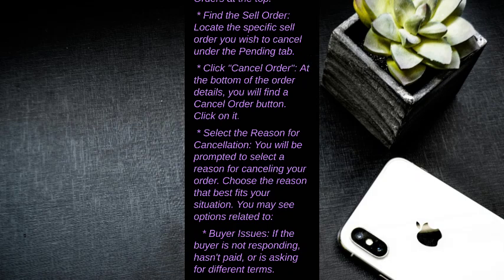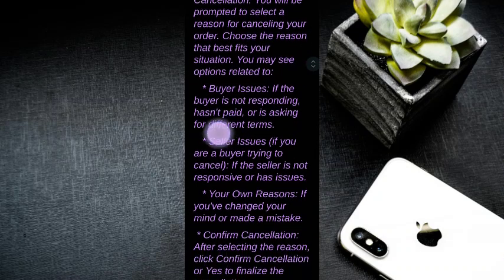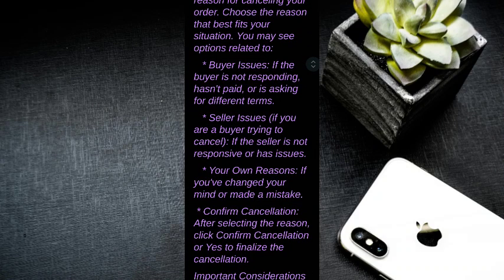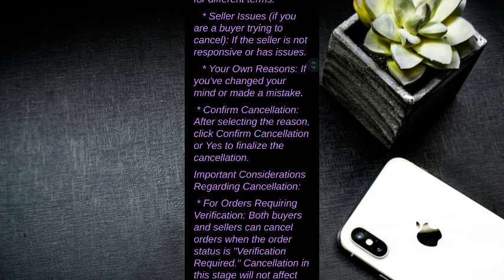Next is to select the reason for your cancellation. You may see options related to buyer's issues, seller's issues, and you can also give your own reasons. For example, you change your mind or you made a mistake. Next, on selecting the reason, you have to click confirm cancellation or yes to finalize the cancellation.